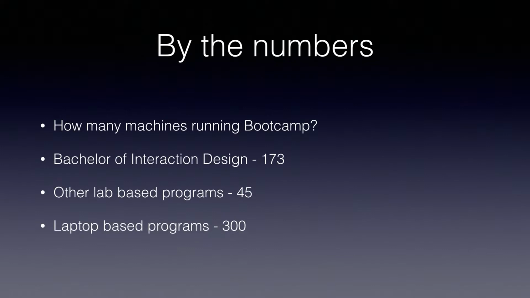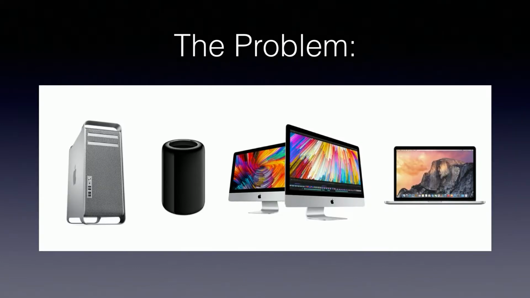We have about 45 in other lab-based programs. So our design program has AutoCAD, those kind of things. And then we have some full laptop-based programs, like our interior design, that use things like AutoCAD too. So we're deploying it in large numbers all over the place. And so here's the crux of the problem, is that I don't have one type of Mac to deploy on. I have several types of Macs to deploy on, right? So you can imagine if I had the same iMac in every single location, I can create a Bootcamp image. I'm going to be pretty secure it's going to work on any one of those machines.